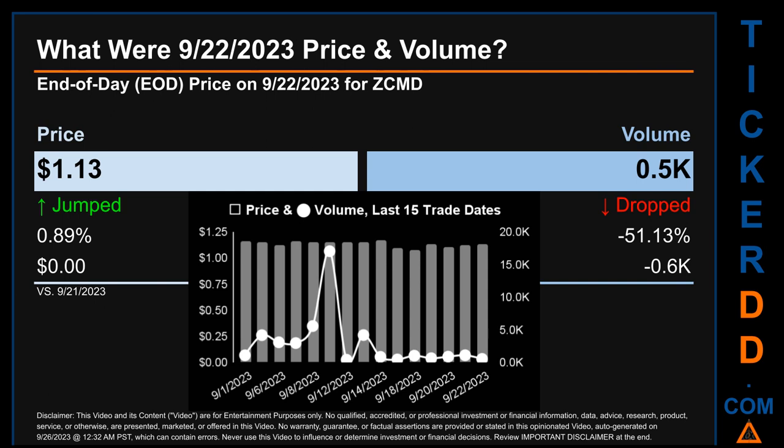The graph shows price and volume for the last 15 trade dates. Across a range of 8 cents, the max and minimum end-of-day price were respectively 1.17 and 1.08. Volume saw a range of 16.7 thousand, from a day low of 0.4 thousand to a day high of 17.1 thousand.